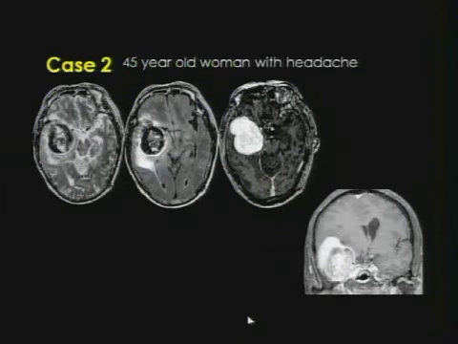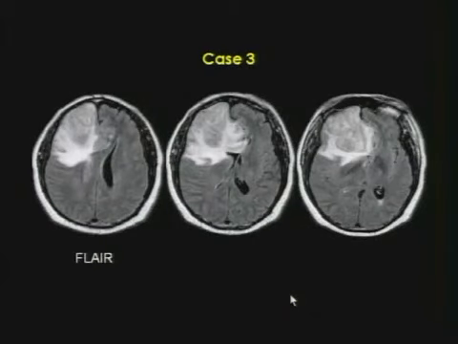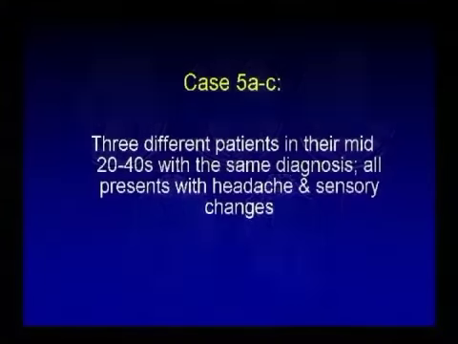This is case 2, 45-year-old woman with headache. Here are 3 sets of axials and a coronal postgadolinium imaging. Case 3, 51-year-old man with seizure. Same patient, FLAIR imaging. 4th patient is a patient presenting with a left frontal mass. Here is diffusion and ADC map.